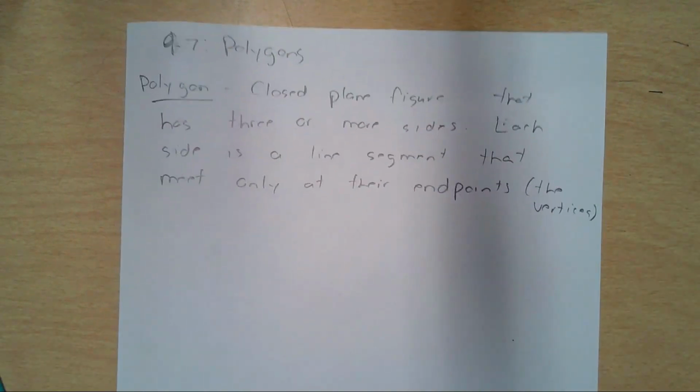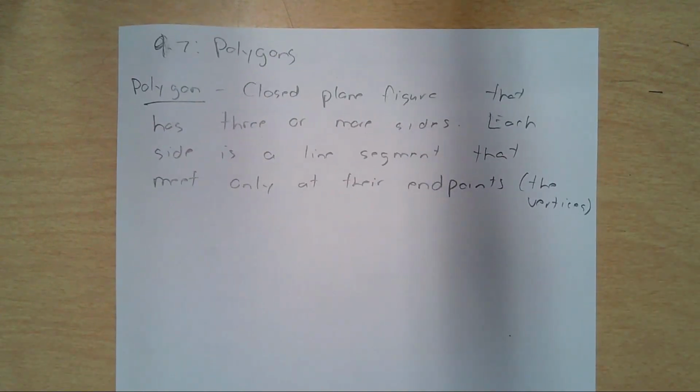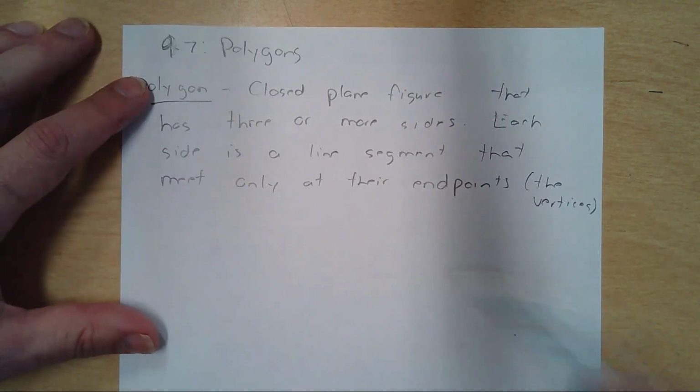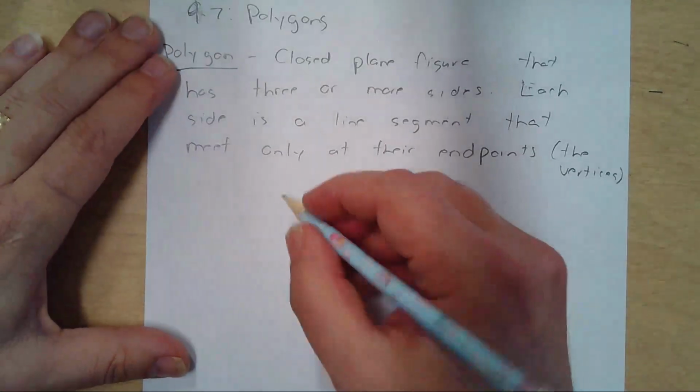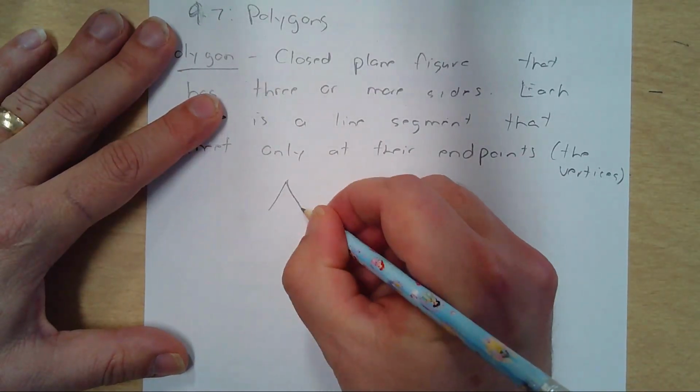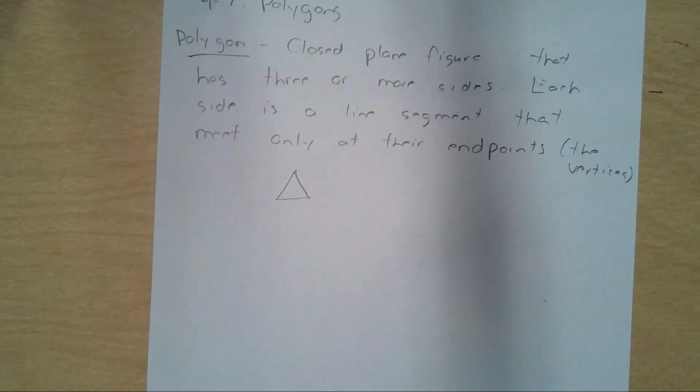So, closed plane figure. Basically, what that means is, I'll give you a couple examples here, but 3 or more sides. So, what do we call a 3-sided figure? Triangle. 4-sided figures are quadrilaterals. 5-sided figures are called pentagons, so on and so forth here. So, yeah, a triangle, if I draw a triangle out here, that would be a polygon.